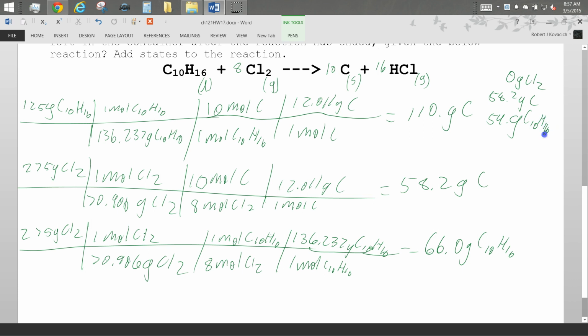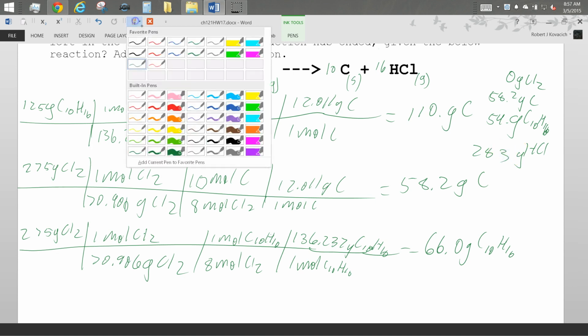So how much hydrochloric acid was made? Well, I can take 400 minus 59 minus 58.2, and I get 283 grams of the HCl made.